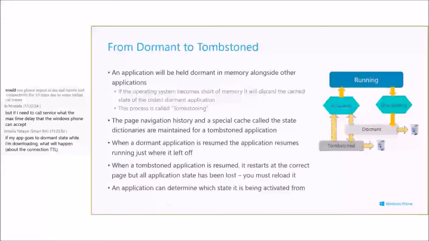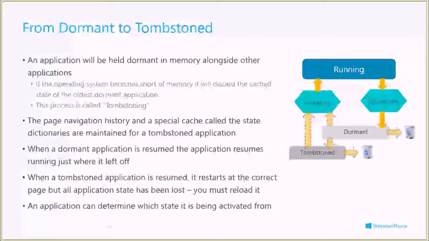From dormant to tombstone, I think we've discussed how an application will be held dormant in memory alongside other apps. If the OS becomes short of memory, it will discard the cached state of the oldest dormant app, and this process is called tombstoning. Any state of the application will be lost unless it's been saved. When a dormant app is resumed, the application resumes running just where it left off, as we've shown in the text box, even without saving.